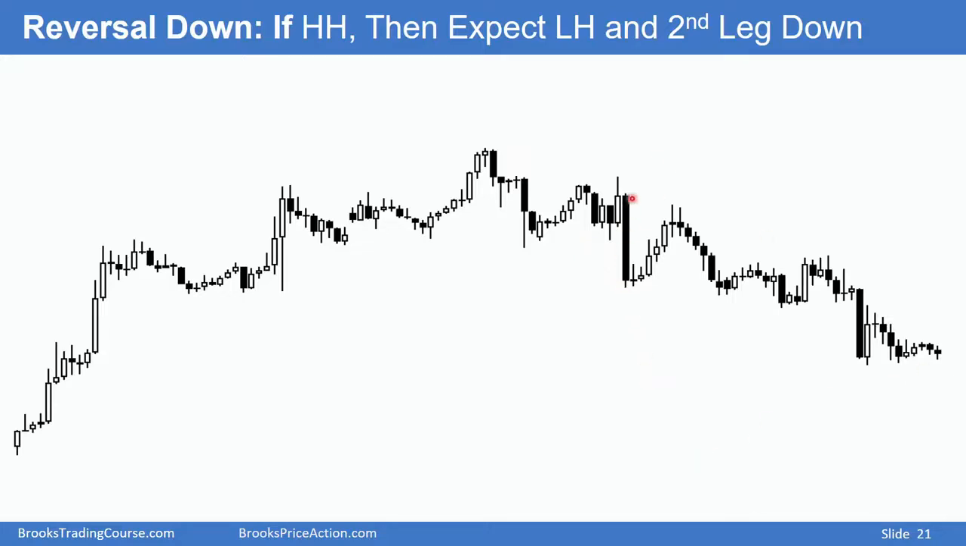If you take this as a lower high major trend reversal, your minimum objective is only 1 more leg down, because a lower high means you've already had 1 leg down.